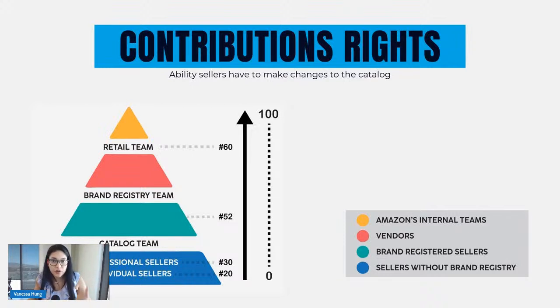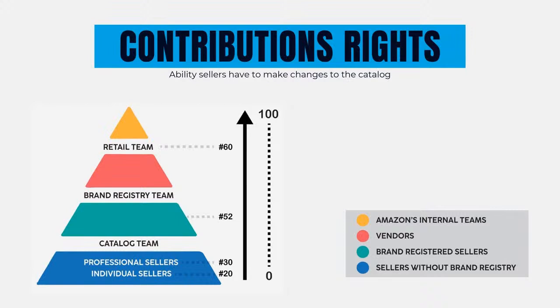You already saw the pyramid. I touched on this pyramid in the first session, the second session, and today, reiterating why contribution rights matter so much, especially when we're talking about catalog issues. You already know the principle: if somebody has higher contribution points, they will take precedence over your contributions.